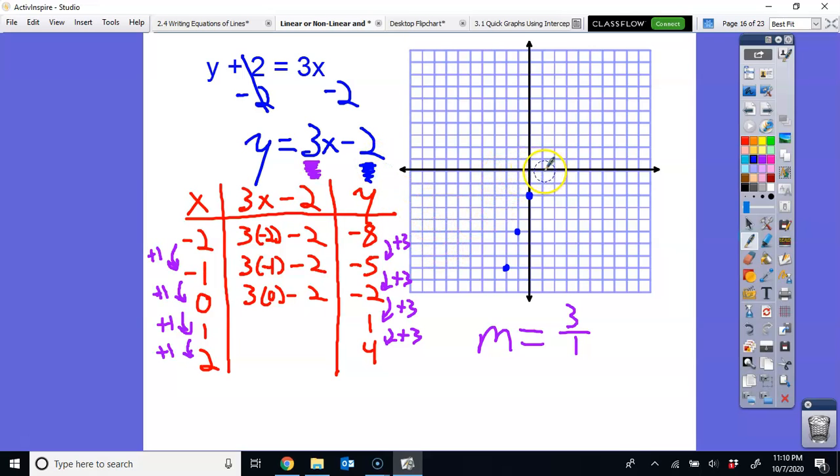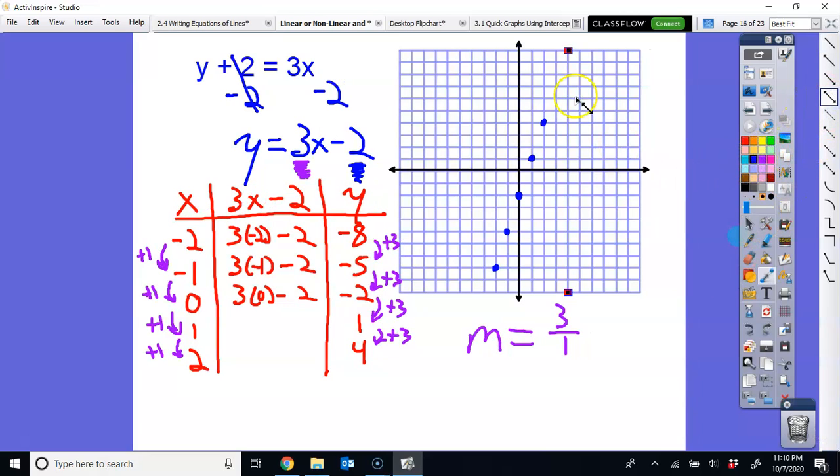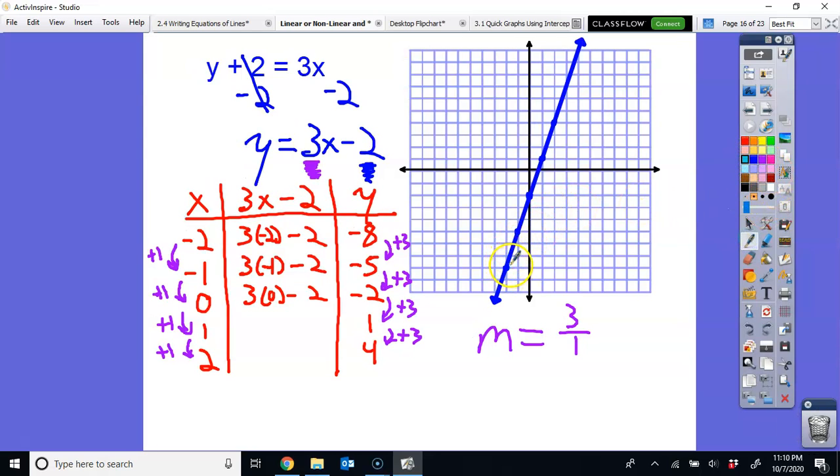So 1, 1 is right for x, up for y is 1. 2, 4 is 2 for x and 4 for y. Notice that makes a straight line because of the slope. It's up 3 over 1, up 3 over 1, up 3 over 1. But here's the key. The whole reason, like I said, for graphing is that this is a solution. This is a solution. This is a solution. Even the decimal points that are in between two numbers are solutions, even though that's not pretty answers. These little decimal answers in between are still solutions that make y plus 2 equal to 3 times x.